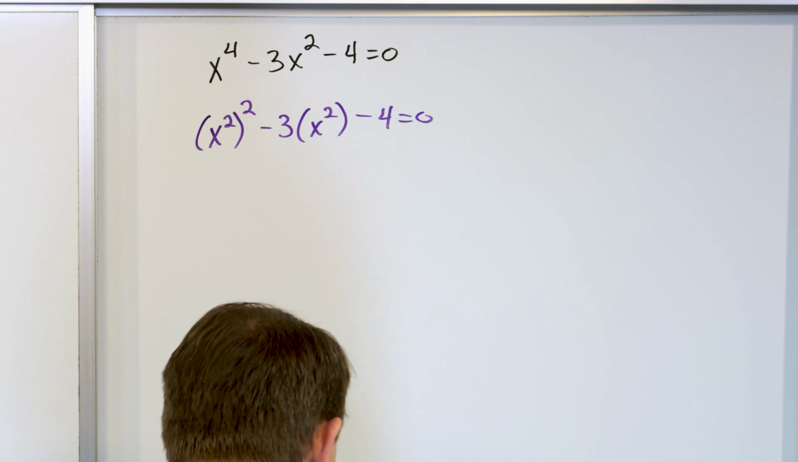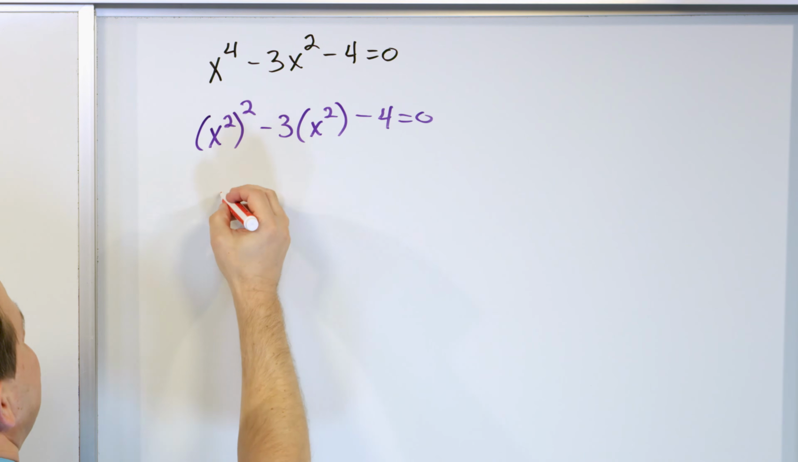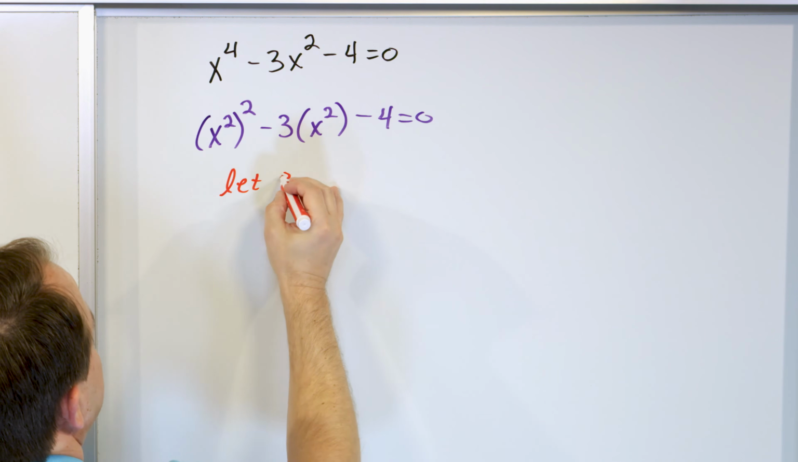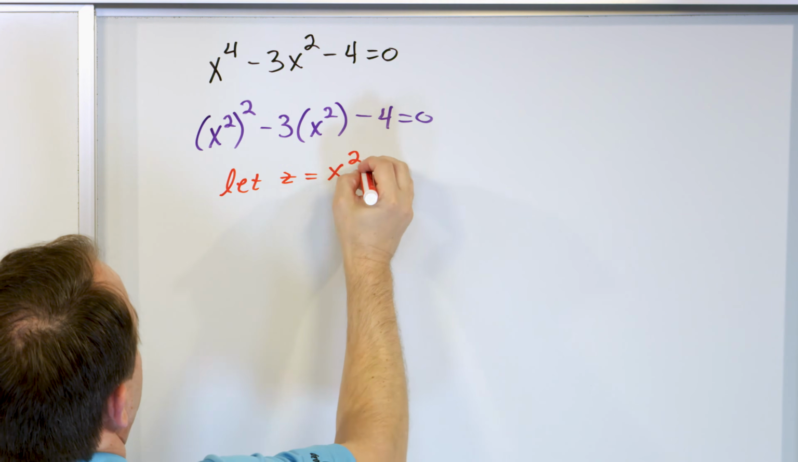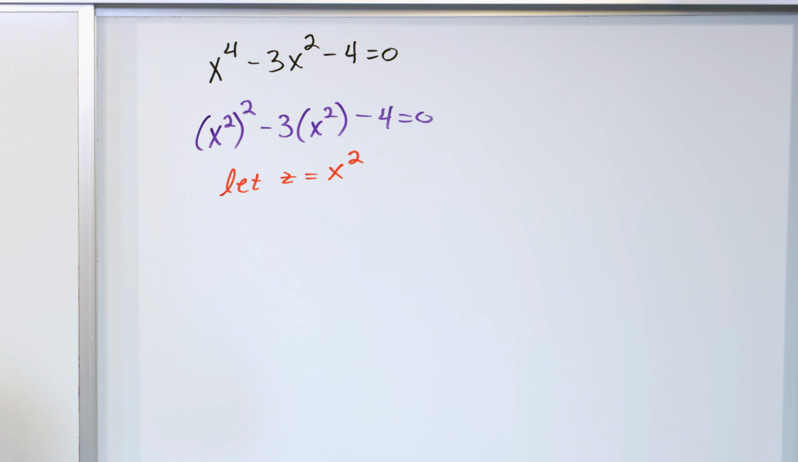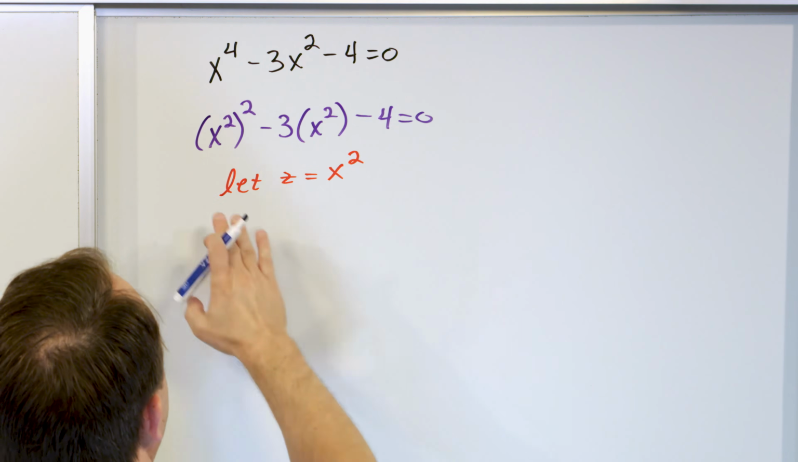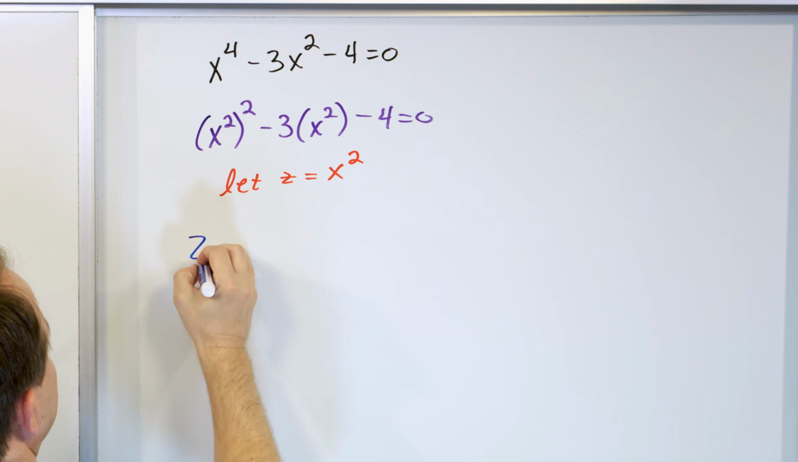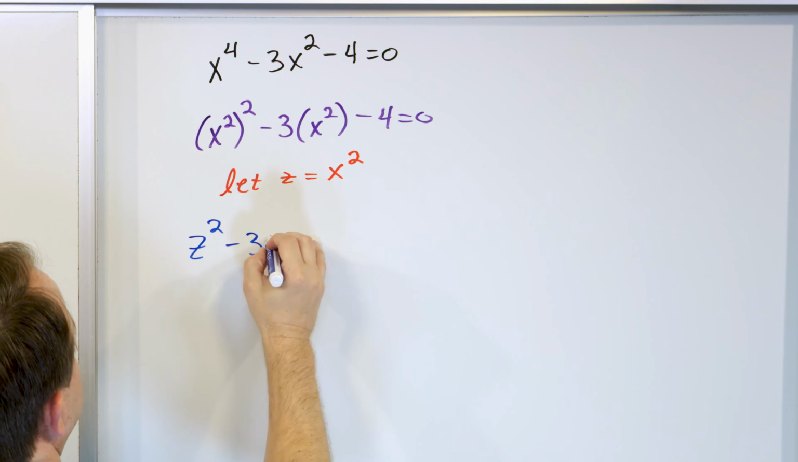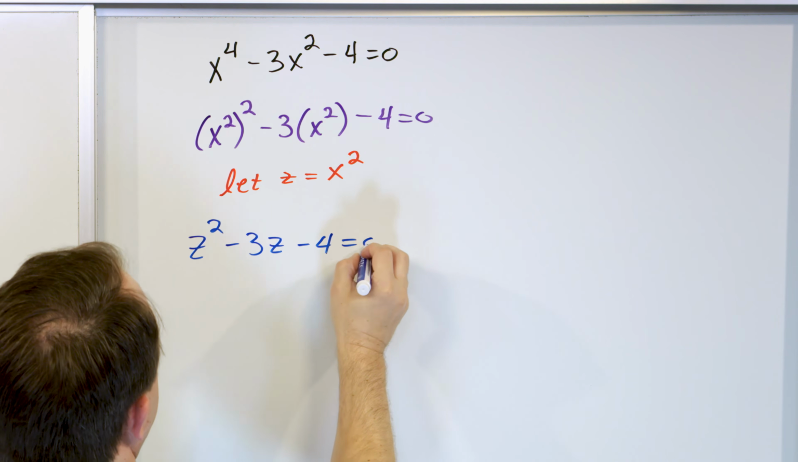So I'm going to make the same substitution that I just did. I'm going to let z is equal to x squared. And when I do that, I'm going to transform this into this equation. It's going to be z squared minus 3 times z minus 4 is equal to 0.